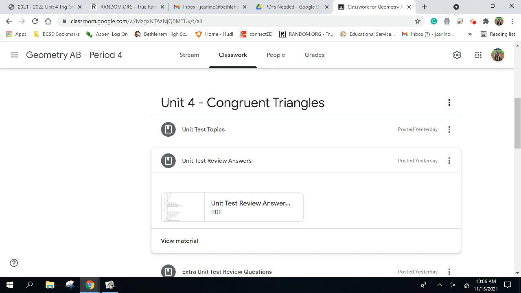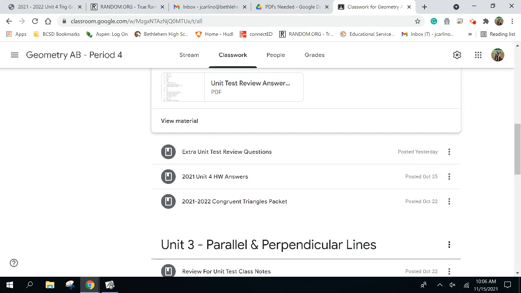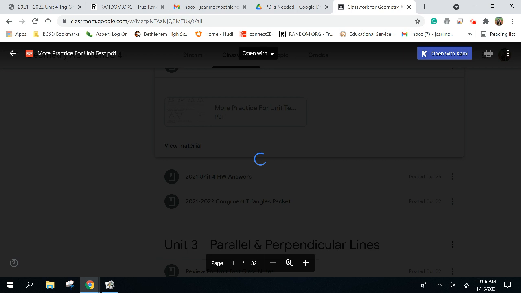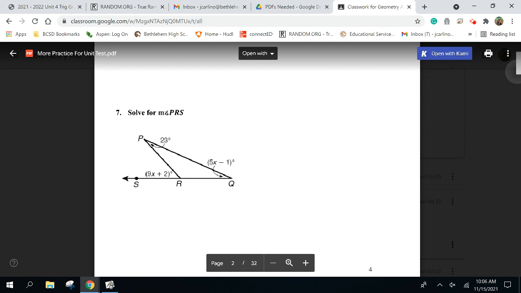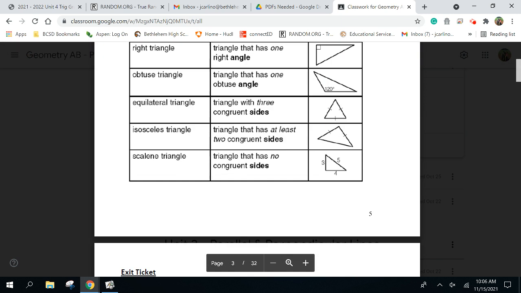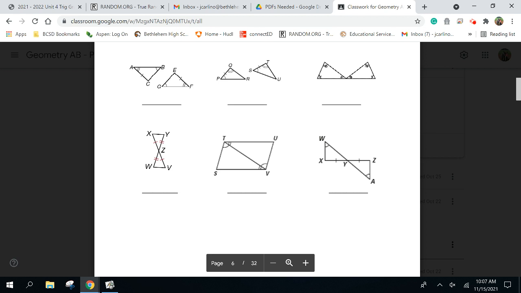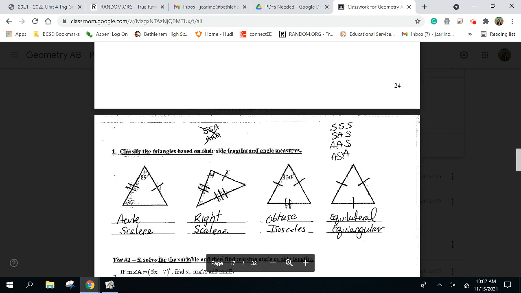Then I put a third file on here. Everyone see it says extra unit test review questions. That's literally a whole packet worth of extra questions for you guys to try. It's actually two of the same packets. The first half is all the questions, and then as you keep getting deeper, I start repeating those questions, but now with my answer key. So that's how that works.